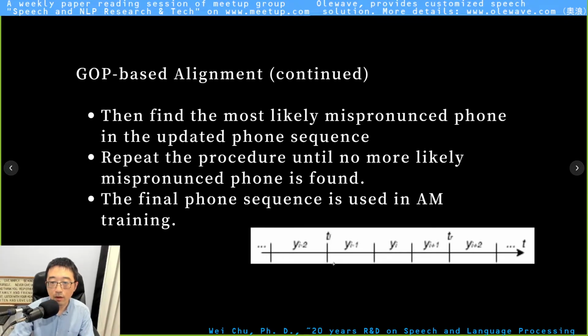That means after we insert or replace the phone here, we update the scores, and we find which phone has the lowest GOP score now. Then we work on that phone and its neighbors. We find new substitution, insertion and deletion errors. We keep doing this until all the phones look good. So the final phone sequence, or the phone alignments, are used in the acoustic model training.